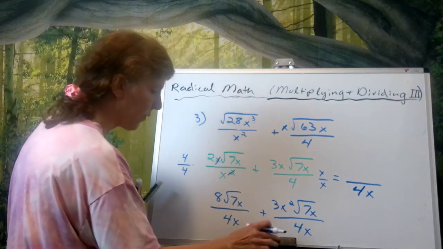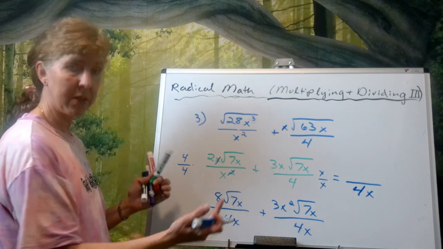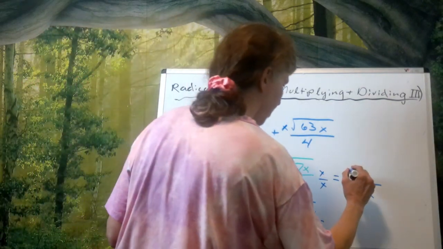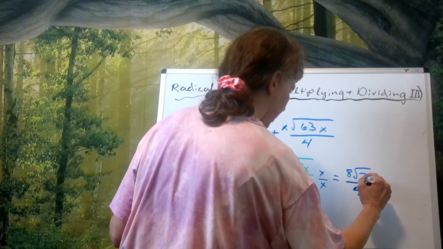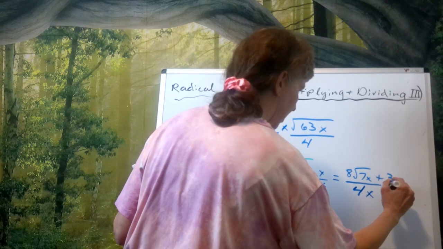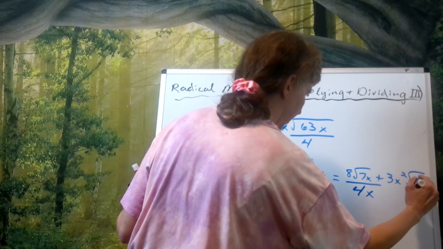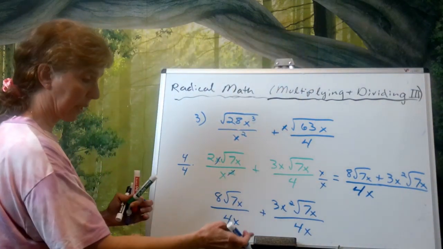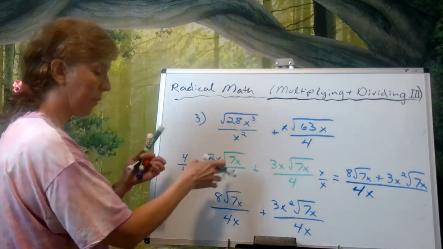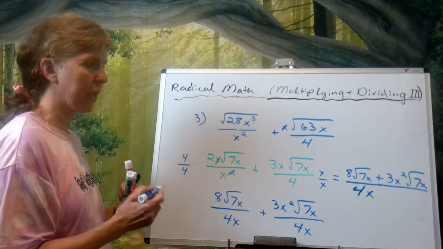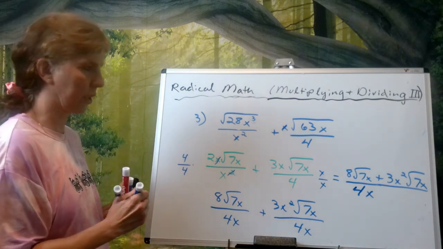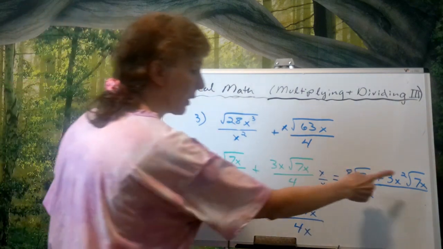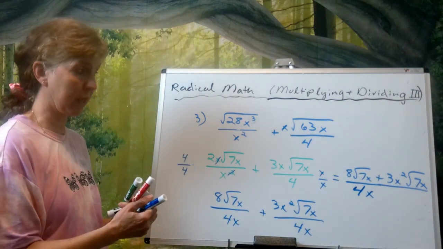Okay? If I'm trying to keep a common denominator, that's as simple as I can get. So I would have 8 root 7x plus 3x squared root 7x. Okay, you could split them up like I did and simplify them, and then you get back where you started. It depends how you want your answer to look. All right. If these had been like terms, then I could have also combined them.